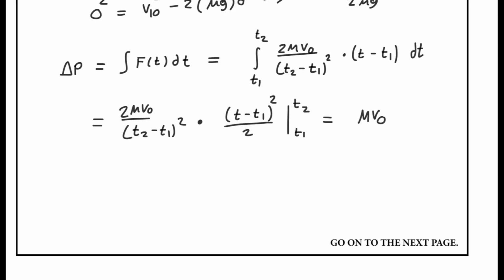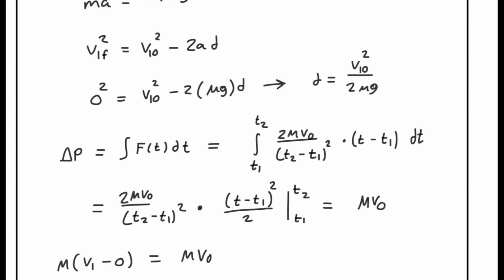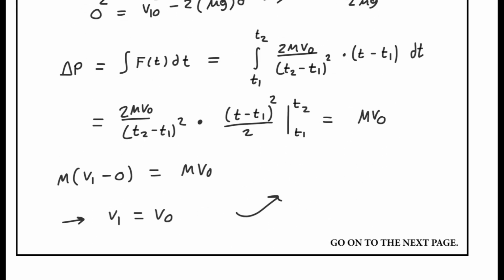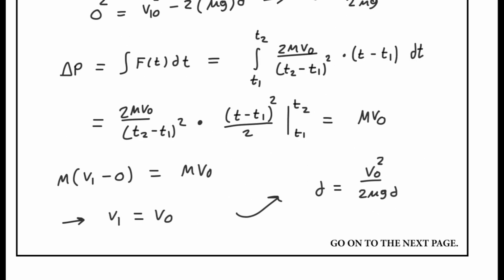So now we can apply that. We can use the fact that m times v1 minus 0, because m delta v equals delta p, is equal to the impulse of mv0. And that just tells us that v1, the speed after the collision of block 1, is simply v0. And then that allows us to go back into our expression for d and just plug in v0 in there. So d is just v0 squared divided by 2 mu g. And that's our answer.